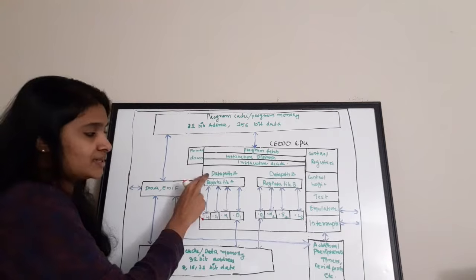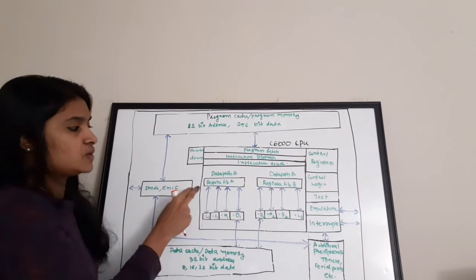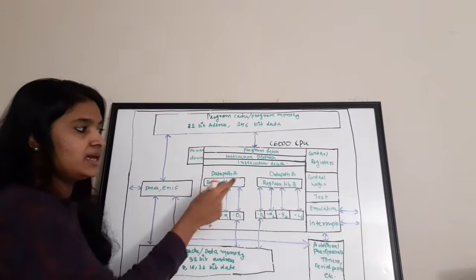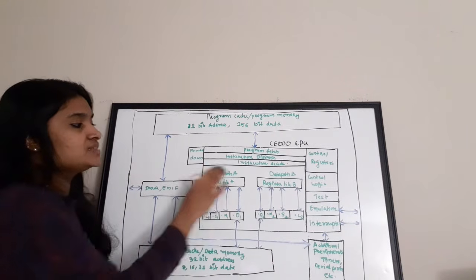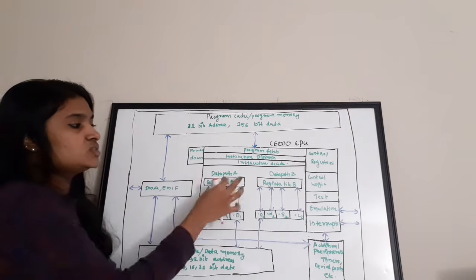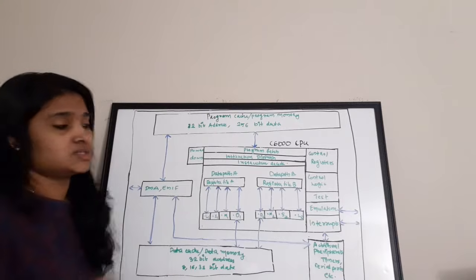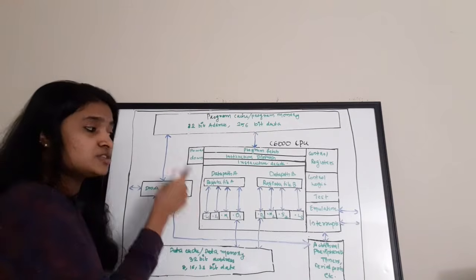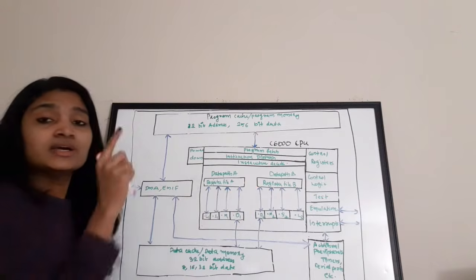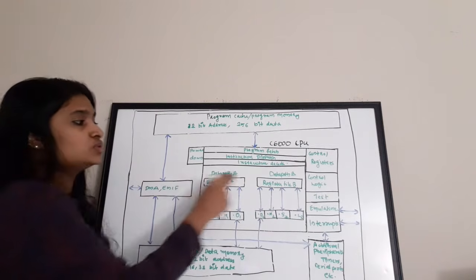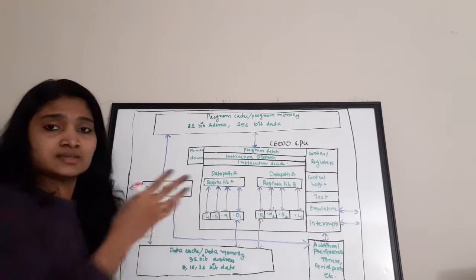Okay, there is a data path A and there is a data path B. Data path A consists of register file A and data path B consists of register file B. Each of these register files consists of 16 registers. That is, register file A consists of 16 registers, and register file B consists of again 16 registers. So in total, 16 plus 16 is equal to 32 registers.